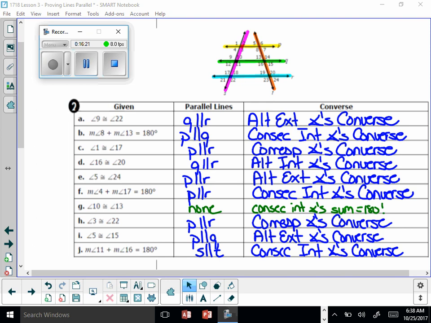When I first looked at that, I said, okay, they're both on my green transversal, line Q. They're consecutive interior, but wait, consecutive interior angles have to add up to 180. They're not congruent. So that was the only none on this entire list. Letter J is worth noting also because S and T don't look parallel, but if that's the given information, they are parallel.